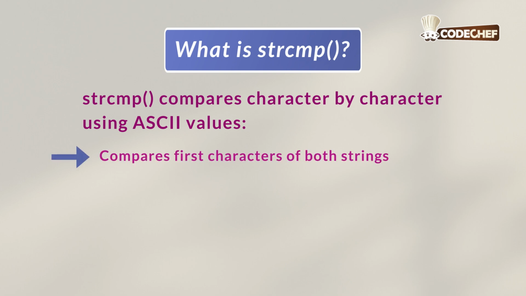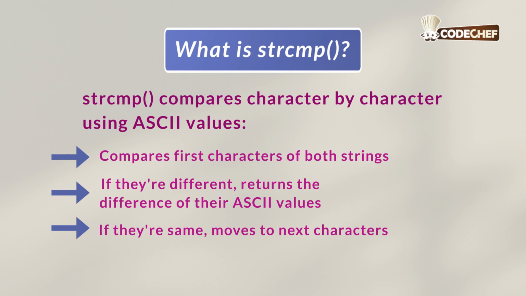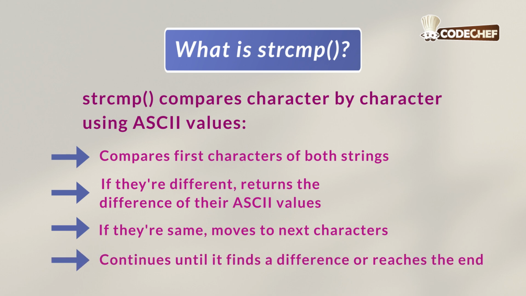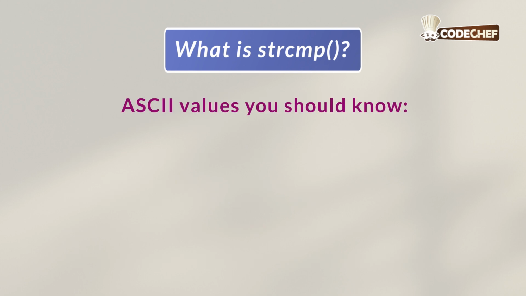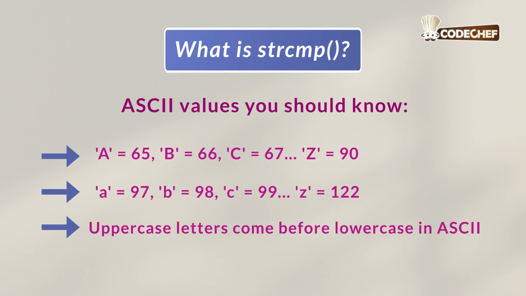It compares the first character of both strings. If they're different, it returns the difference of their ASCII values. If they are the same, it moves to the next characters, and it continues until it finds a difference or reaches the end. So the basic ASCII values you should know are A equals 65, B equals 66, C equals 67 till Z, and similarly for lowercase a, b, c till z. The uppercase letters come before lowercase in ASCII.